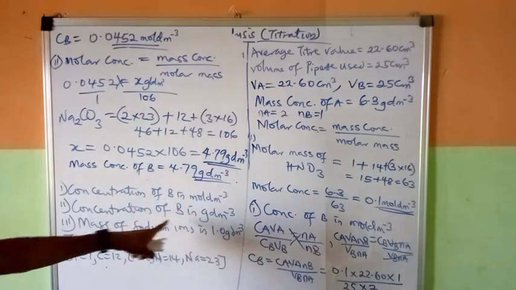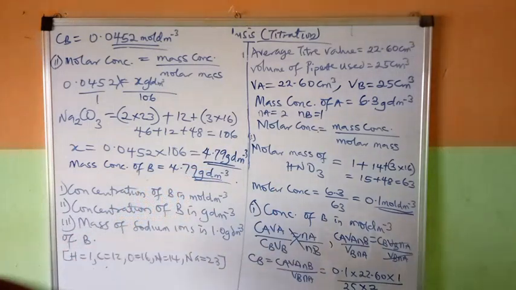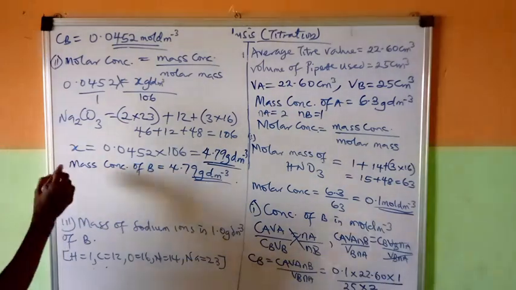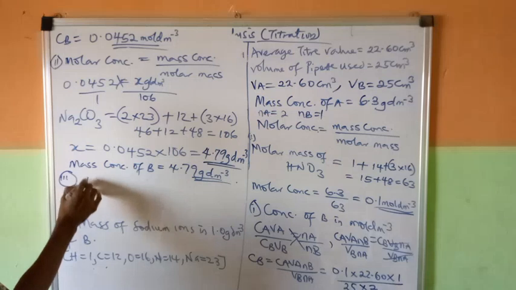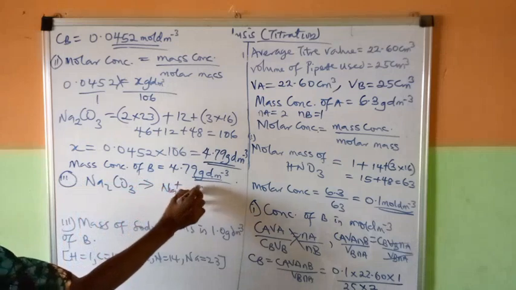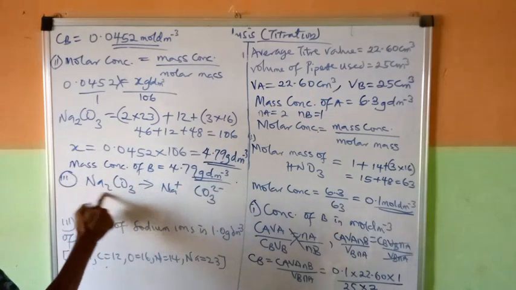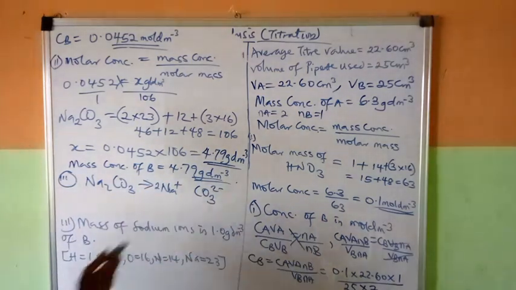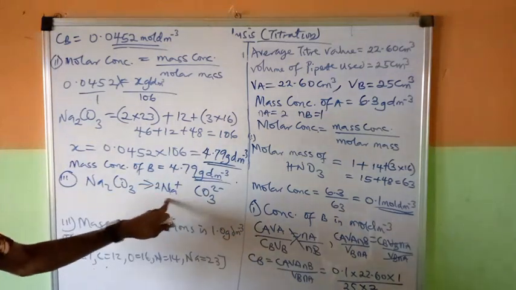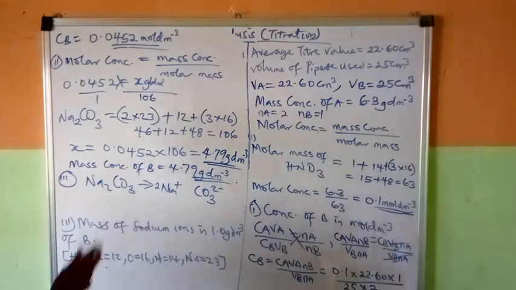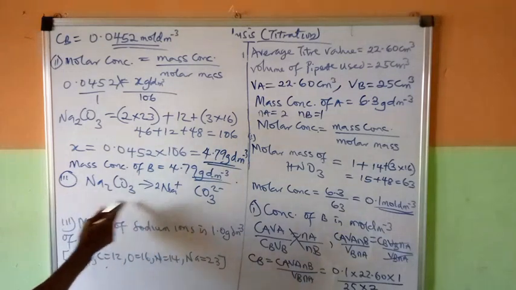The next question now says calculate the mass of sodium ions in 1.0 gram per dm cube of B. Calculate the mass of sodium ions in this. So number 3, if you look at your sodium trioxocarbonate 4, if you ionize it, it will give you Na plus and CO3 2 minus. But there are 2 moles of sodium here, so I'll put 2 here. So the implication of this, they are asking for the mass of sodium ions, so these ions, in 1 gram per dm cube. So all you just need to do, look for the molar concentration of this.